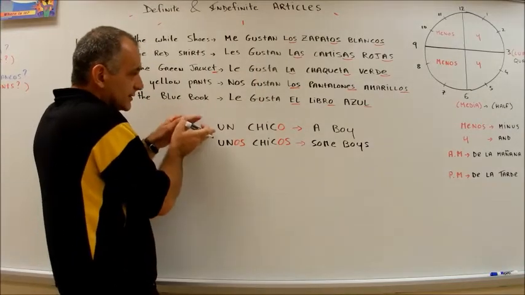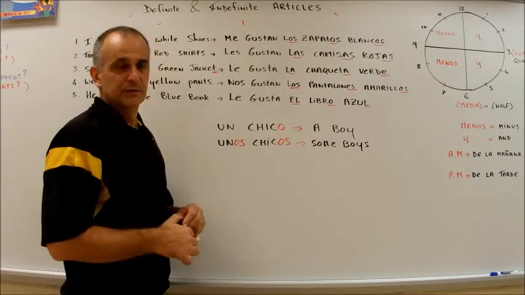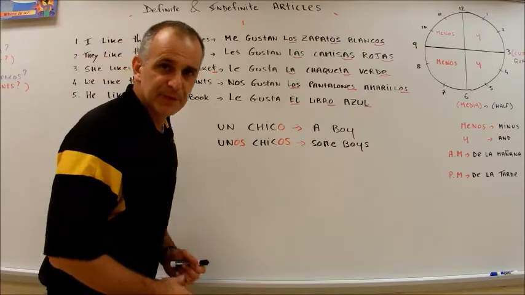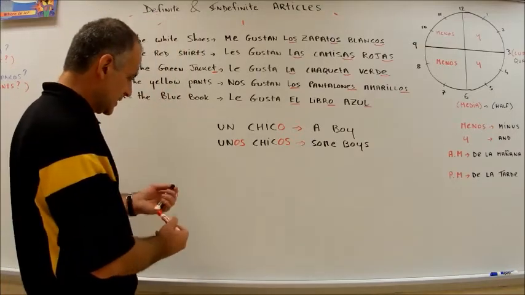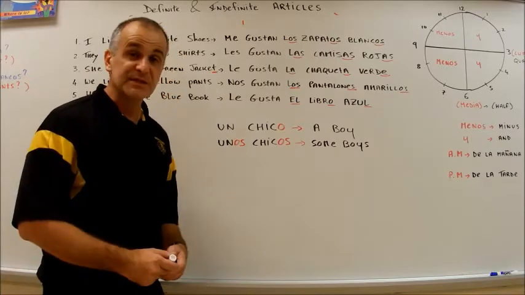I've gone from singular to plural. Singular with un chico to plural with unos chicos. That's for the masculine. Now watch what happens with the feminine. Okay, so we're gonna talk about the girl. Okay, we're gonna say a girl. How do we say a girl?